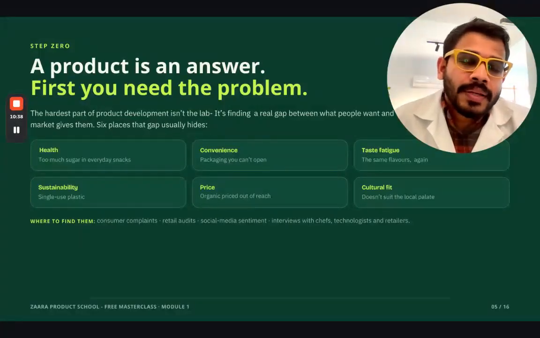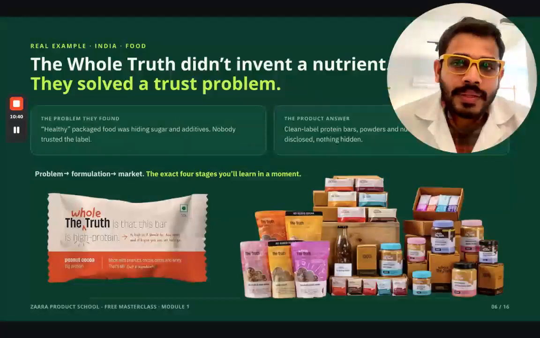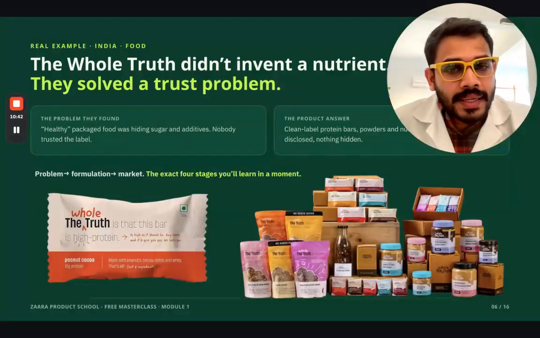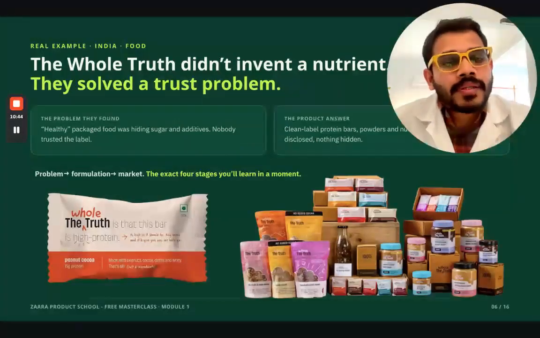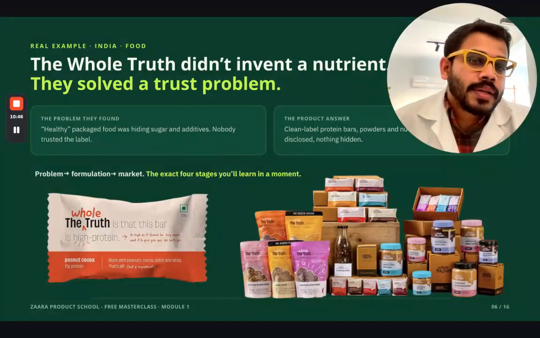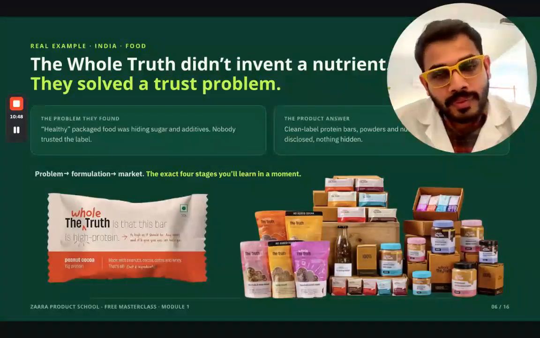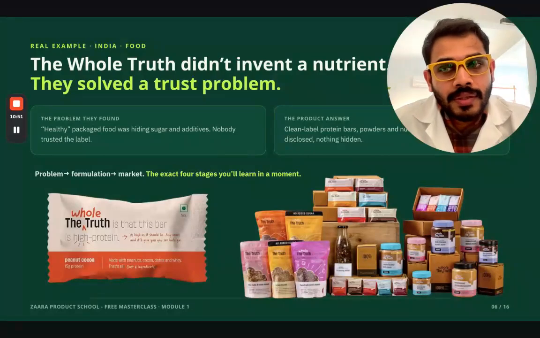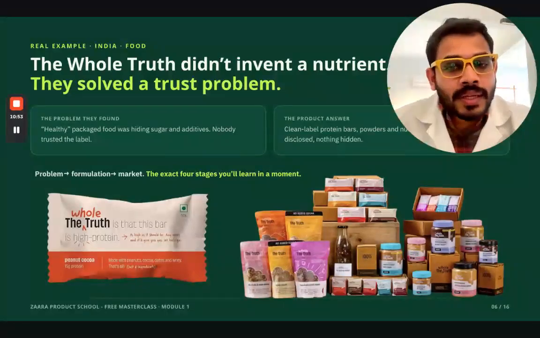While developing and selecting an idea, an important question is: is our product relevant to the market, and will the consumer take up the product or not? If you see the example, Whole Truth Foods is another brand in India. They found a problem: all packaged foods are hiding their nutritional profile, like sugar and additives, and nobody trusts their labels.